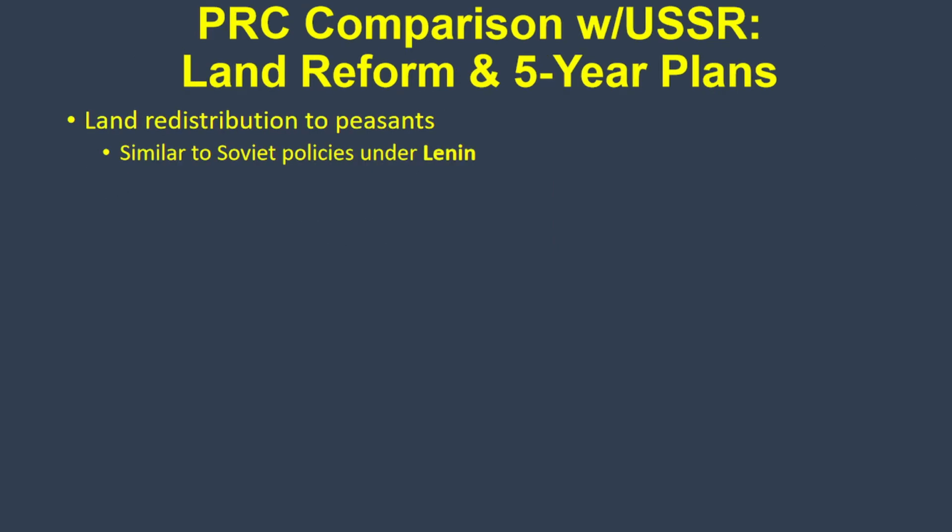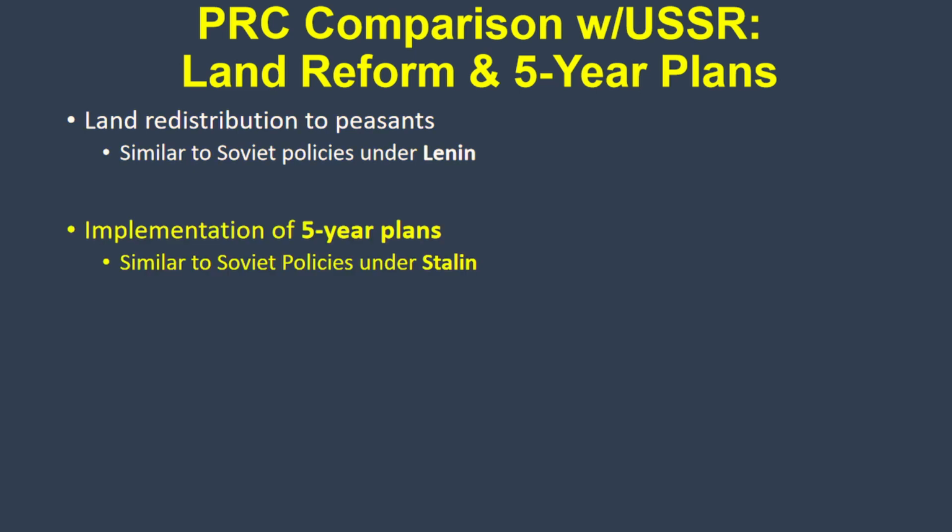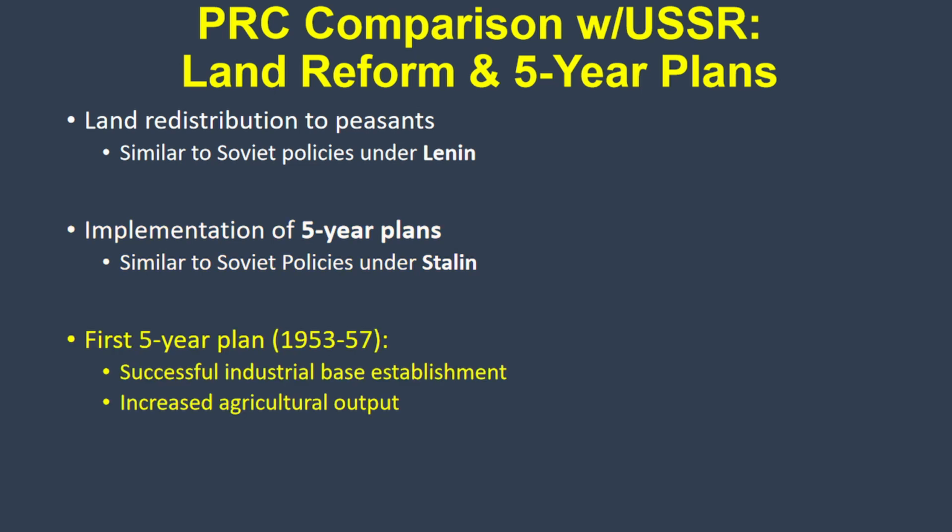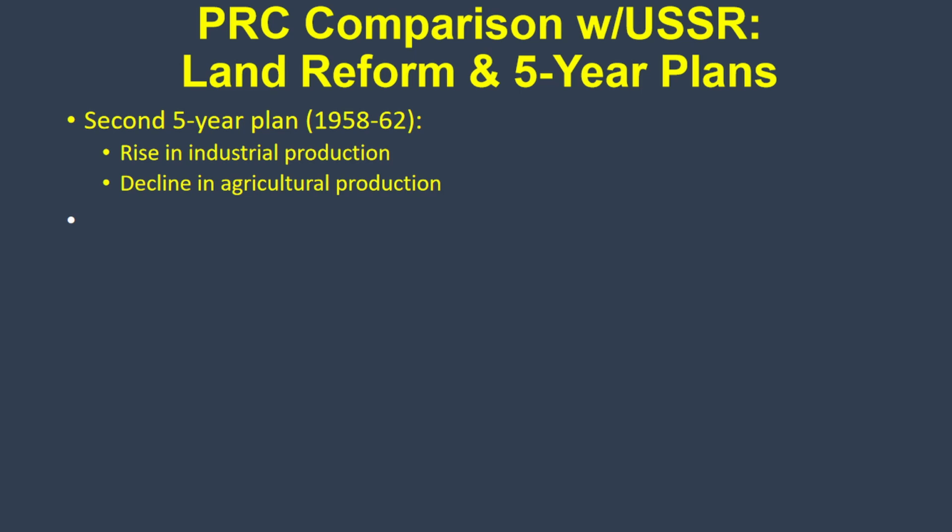The College Board wants you to be aware of the parallels in the establishment of the Soviet Union and the People's Republic of China. Like in the Soviet Union under Lenin, land was redistributed to the peasants, and like the Soviet Union under Stalin, 5-year plans were put into place to manage the economy. The first 5-year plan was largely successful, both in its goals of establishing an industrial base and increasing agricultural outputs. The second 5-year plan had more mixed results.